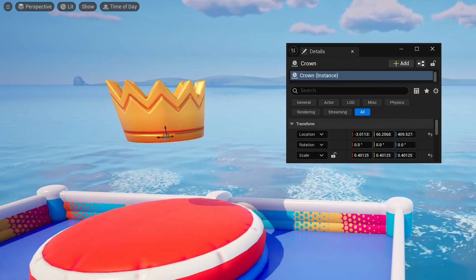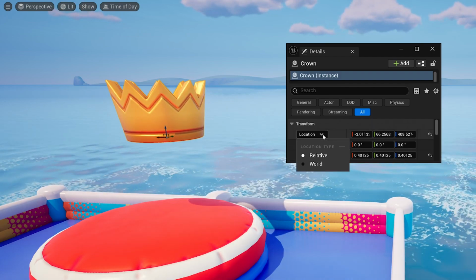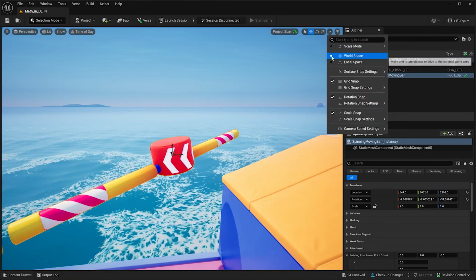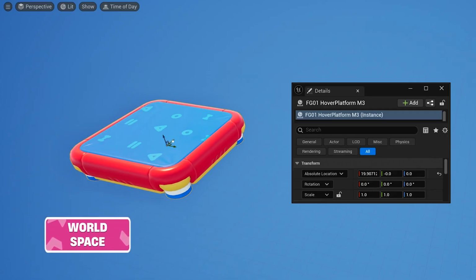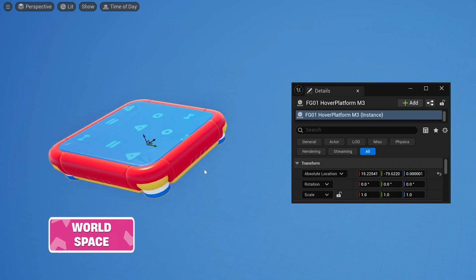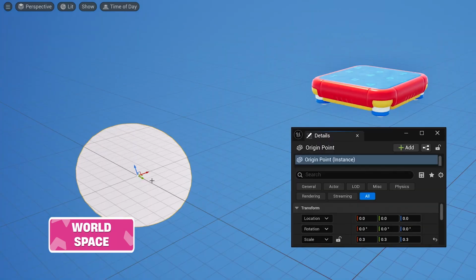It's important to know that there are 2 different kinds of location values: the relative and world location types. These are related to the 2 different spaces in UEFN, the world space and local space. The world space coordinate system is pretty much the default way you interact with your level. At the center of your level is your origin point, 0 on all axes. A prop's location in world space is its position relative to the origin point.